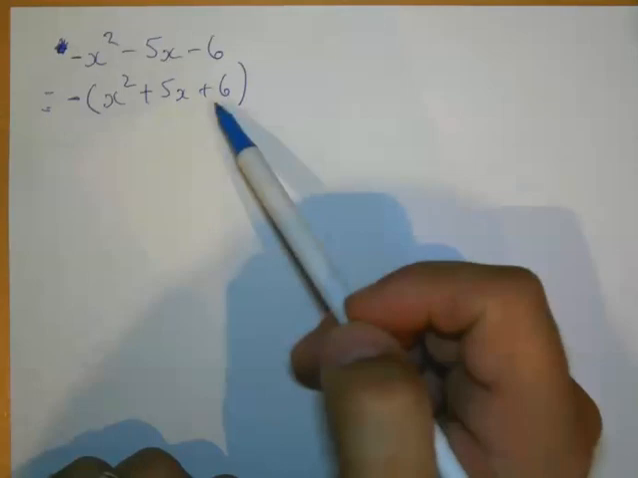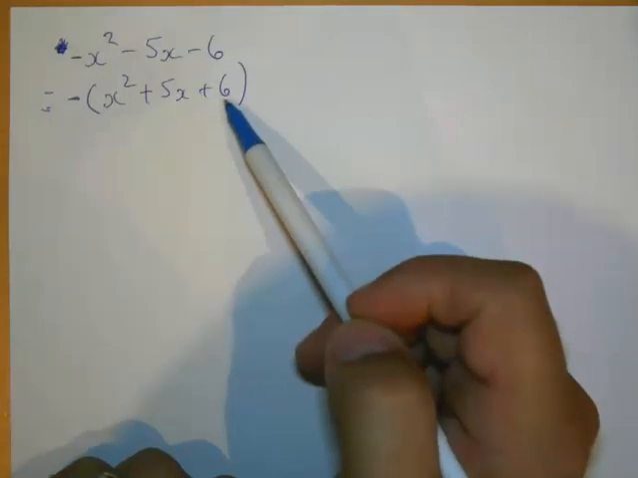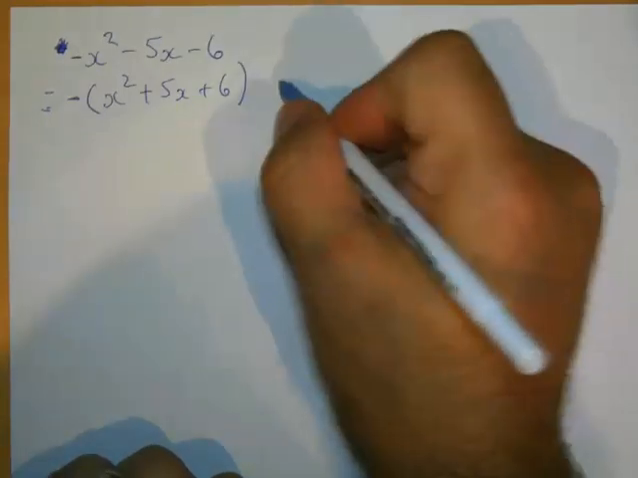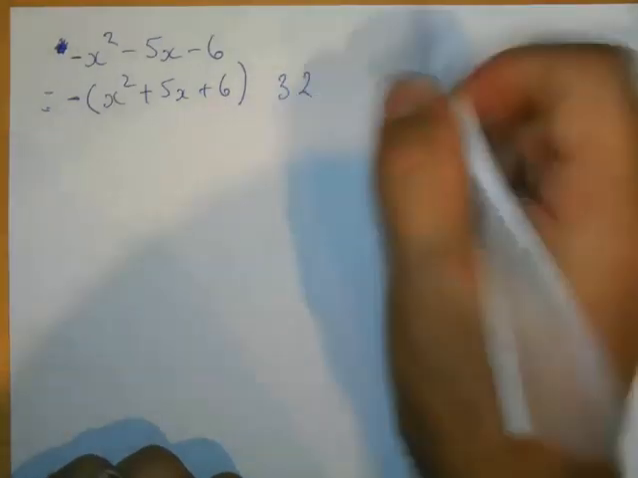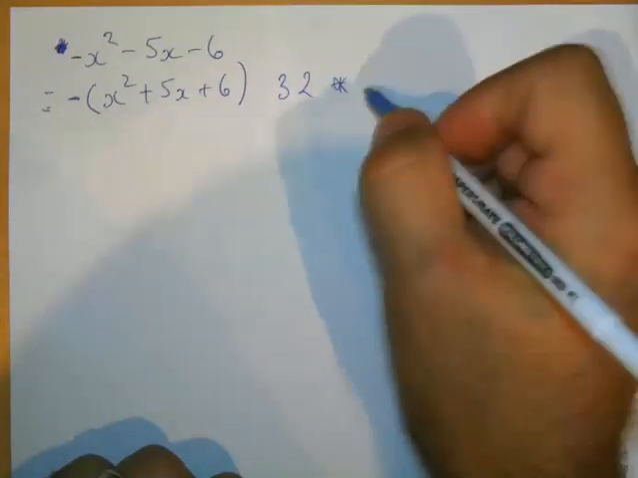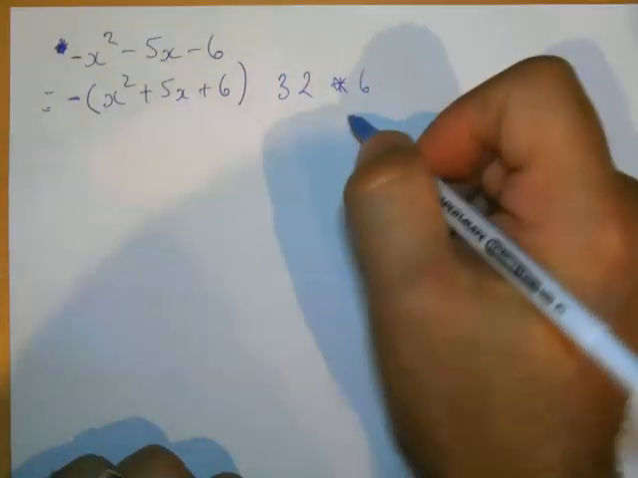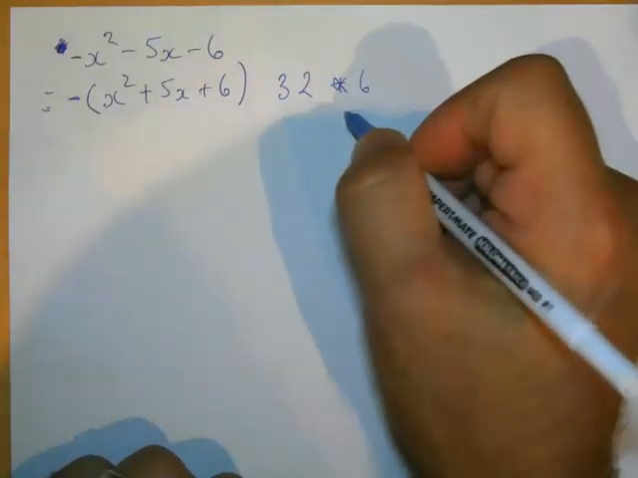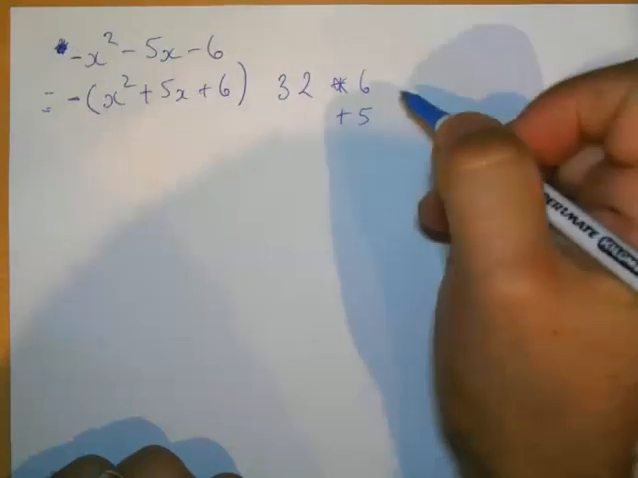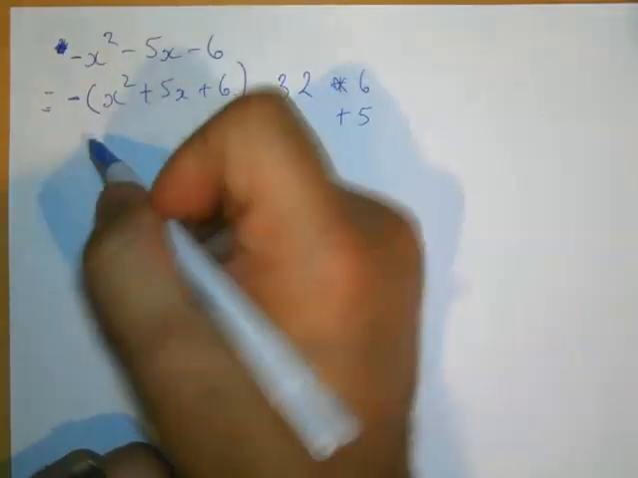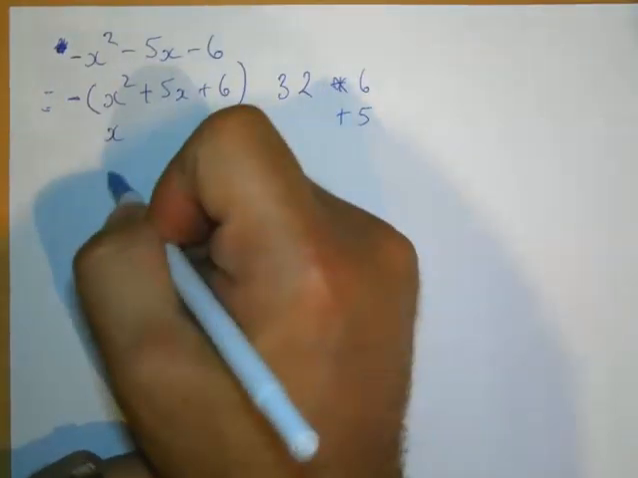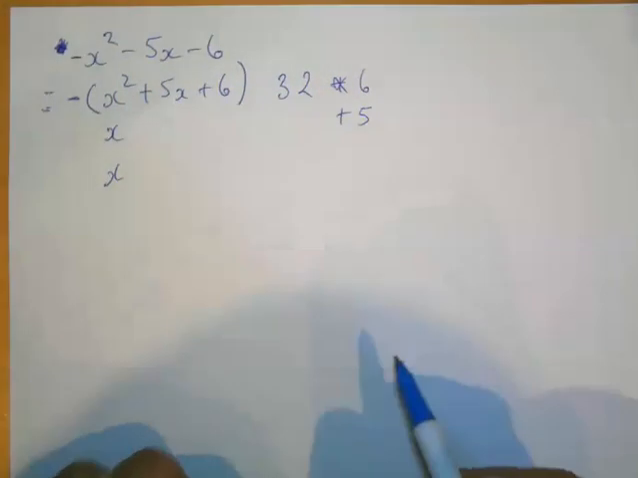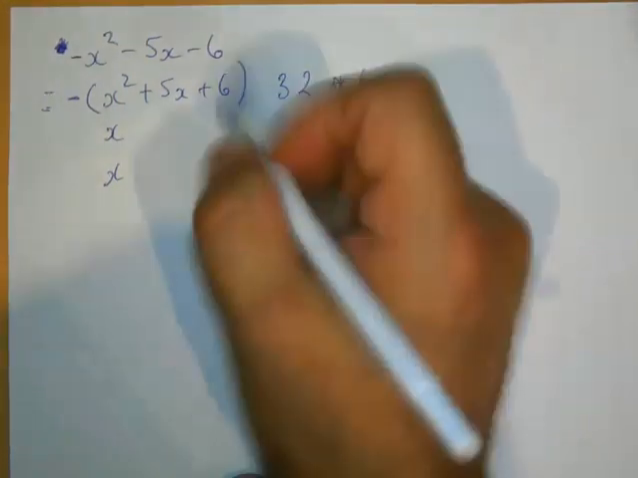Again, two numbers that multiply to give 6 and add to give 5. I'm going to try 3 and 2, as 3 times 2 does give me 6 and 3 plus 2 does give me 5, so it works. Put down my x's. X times x does give me x squared. 2 and 3.